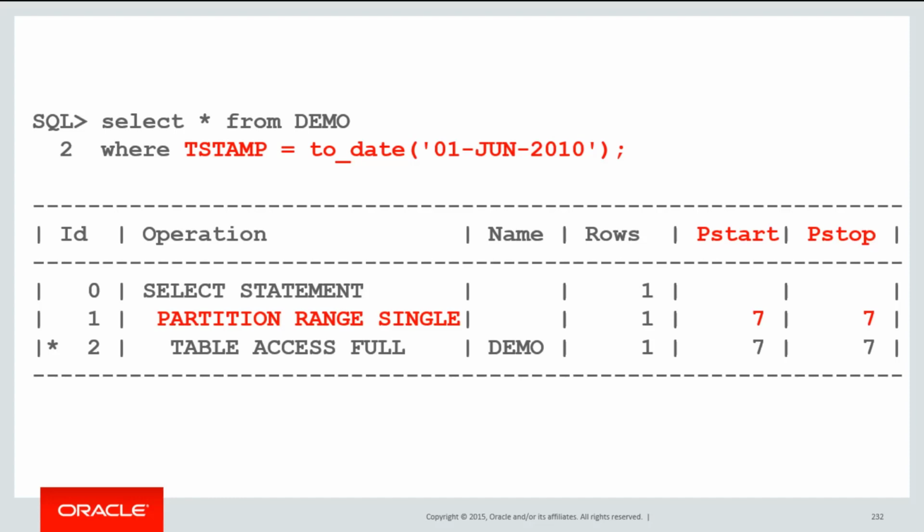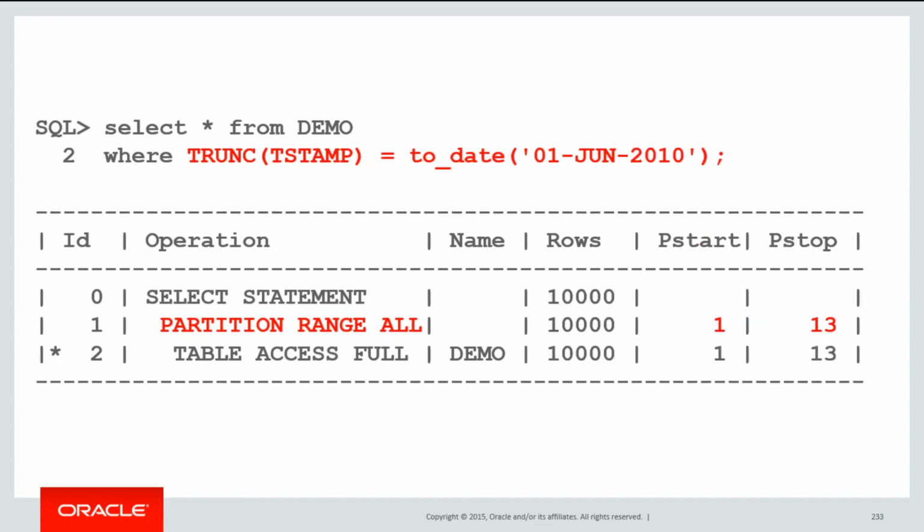Let's start with a simple query and have a look at how the execution plan looks slightly different when it comes to partition tables. I'm querying the demo table with a timestamp, which is the partitioning key, of June 2010. The element that tells us that partition pruning is occurring is, notice that on line 1 it says we are doing partition range single. That means we are not scanning the entire table, we are only scanning a single partition. So even though line 2 says table access full, that is a full table scan access path for a single partition segment. The pstart and pstop columns tell us that we'll be accessing partition number 7.